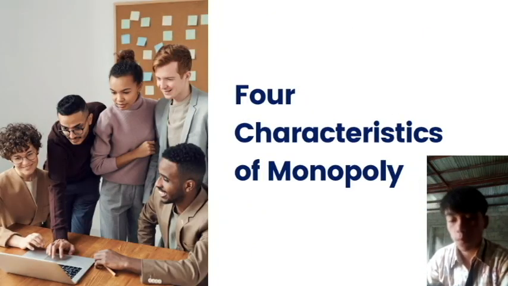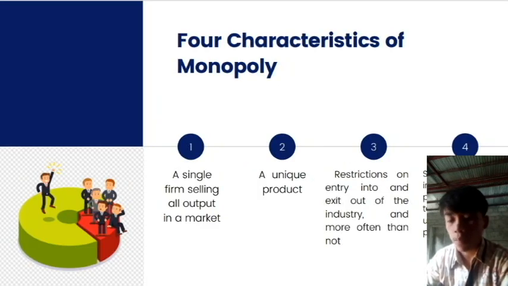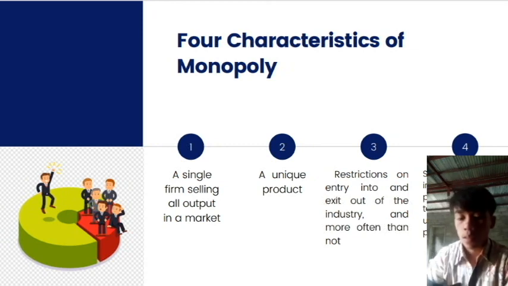Number 1, characteristic of monopoly is a single firm selling all output in a market. Number 2, a unique product. Number 3, restrictions on entry into and exit out of the industry. Number 4, specialized information about the production techniques unavailable to other potential producers. These are the four characteristics of monopoly.